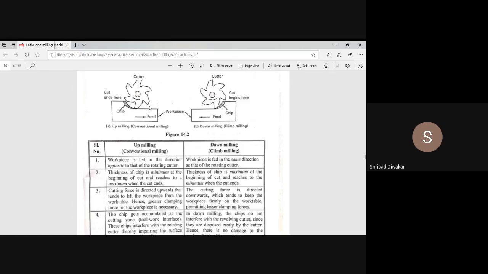So in up milling, the direction of cutter and workpiece are in the opposite direction. Here the direction of cutter and workpiece are in the same direction. In up milling, the thickness of the chip is minimum at the beginning and maximum at the end of the process. Here in down milling, the thickness of the chip is maximum at the beginning and minimum at the end, opposite to that of up milling.